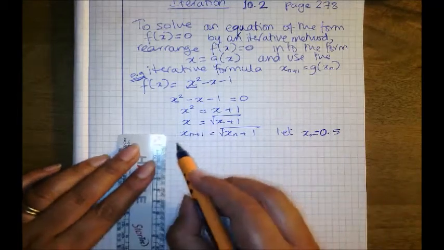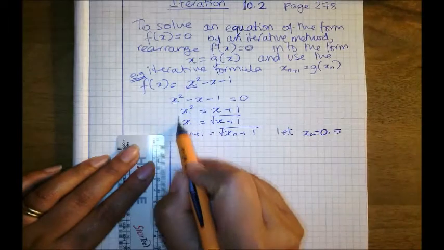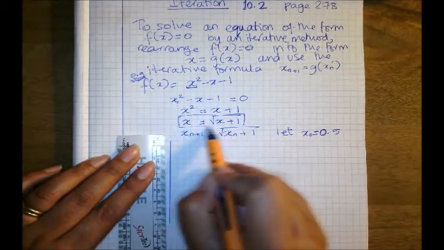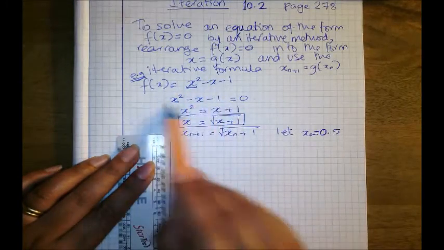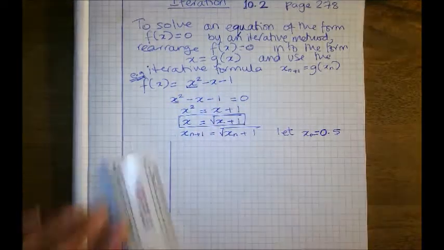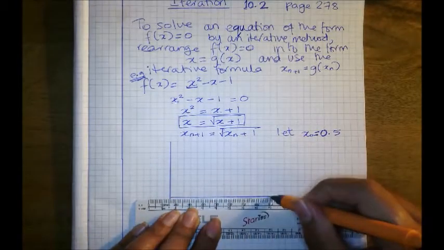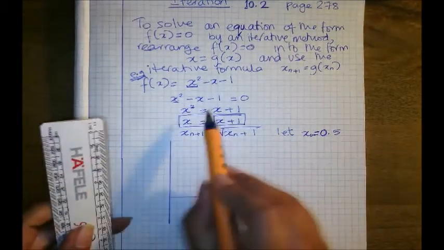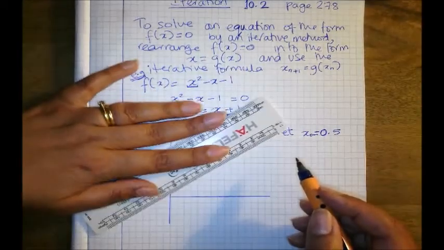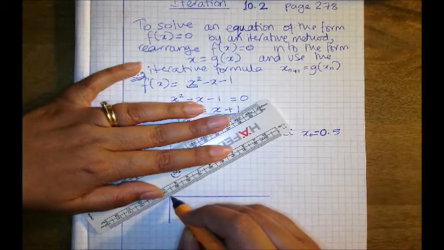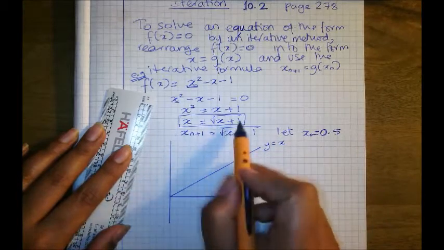Okay, let's pick a starting point. So let x0 equals 0.5. Now we have to pick a starting point, and that starting point needs to be quite close to the root. Okay, how do you know where that point is going to be? Well, it's always given in the exam. They will say start at this point and show that whatever. But what I want to show you now is what different scenarios can happen.